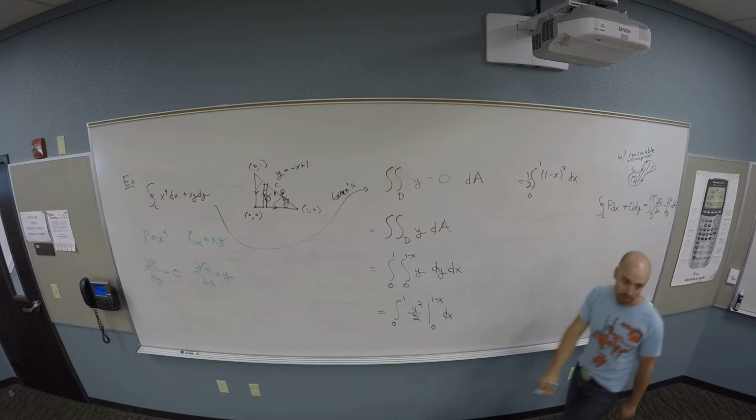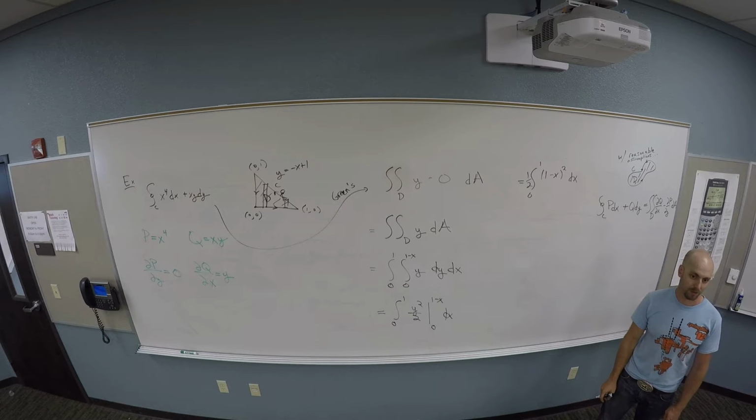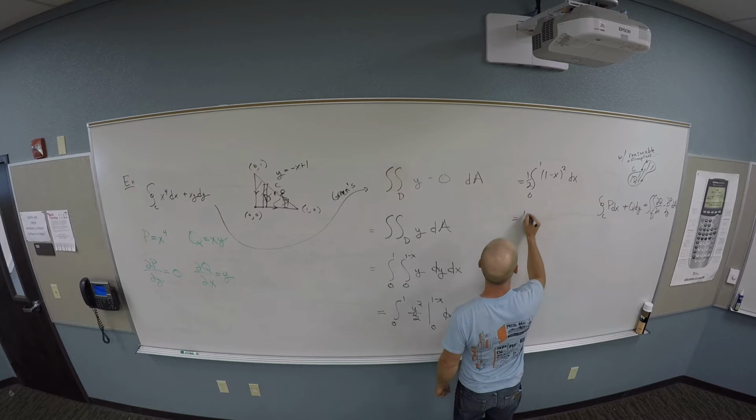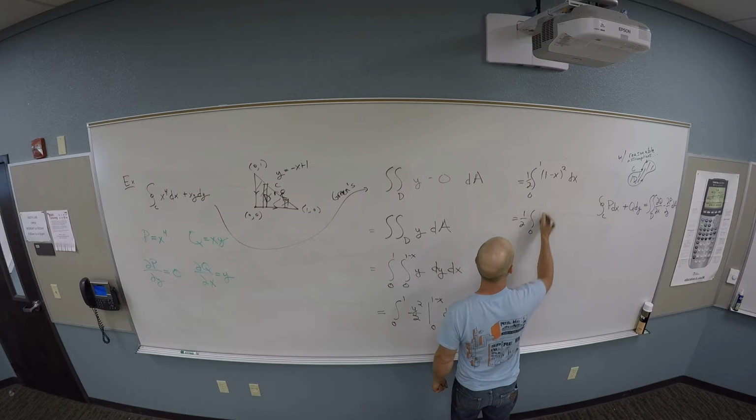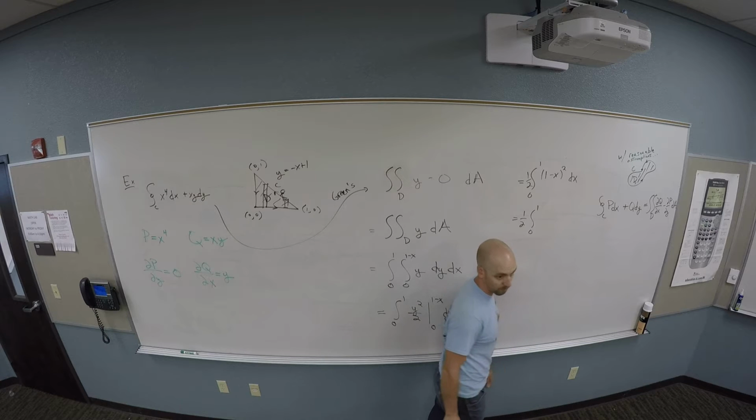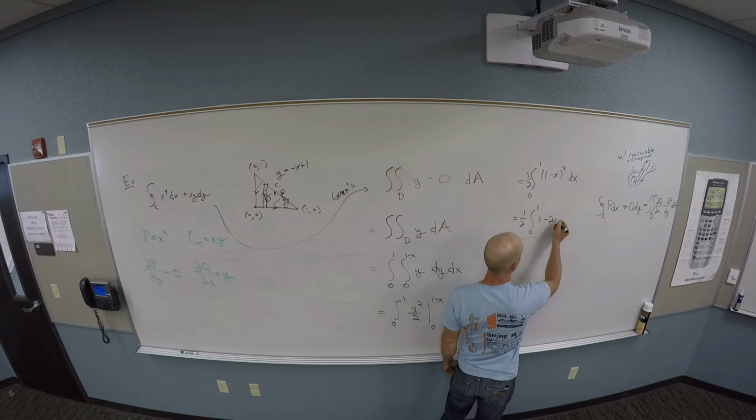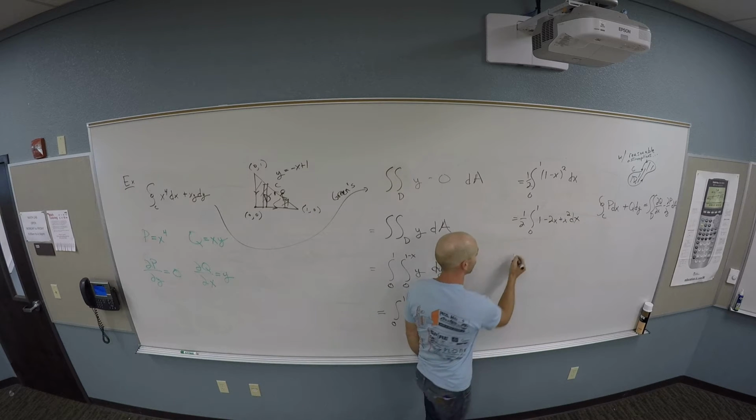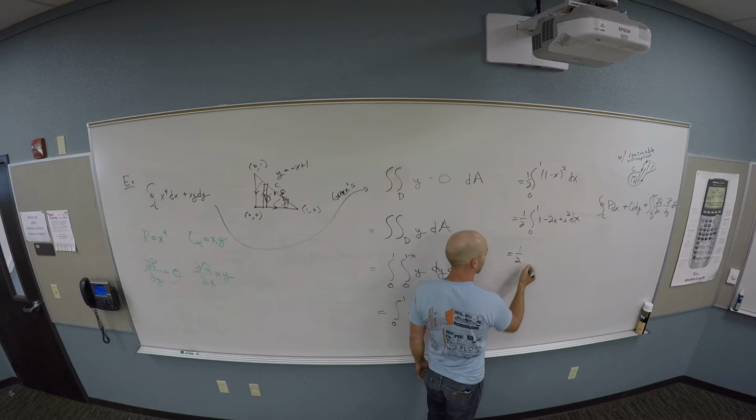Why would you take the 1/2 out? It's a constant. I'm going to have to FOIL all this out anyway, and I'd rather not have to also distribute a 1/2. So I have 1/2 the integral from 0 to 1 of 1 minus 2x plus x squared dx.